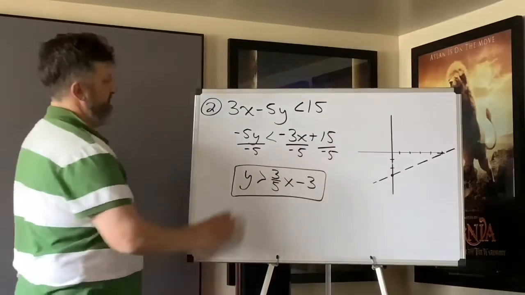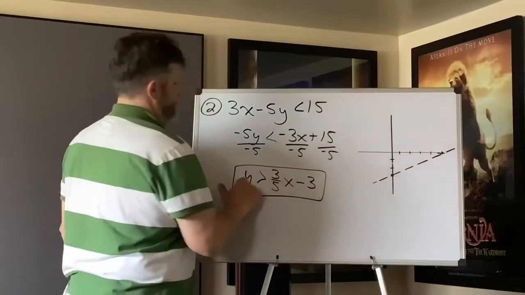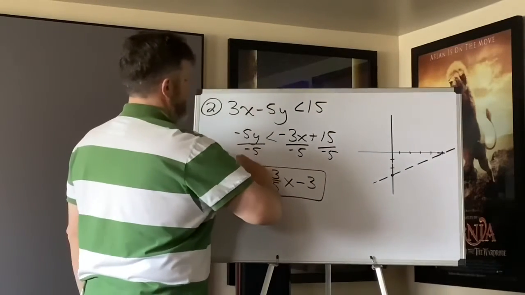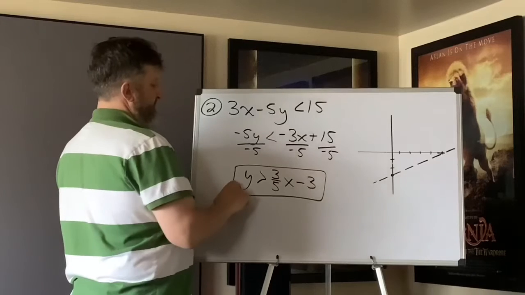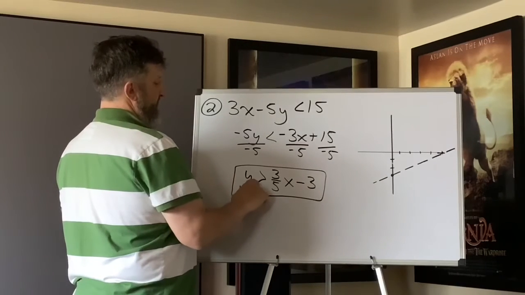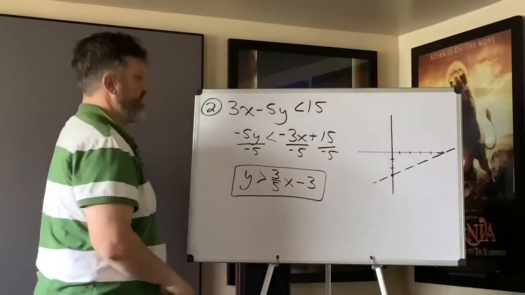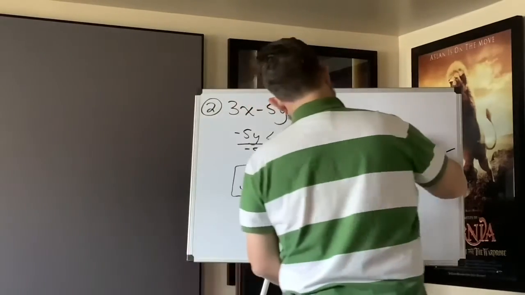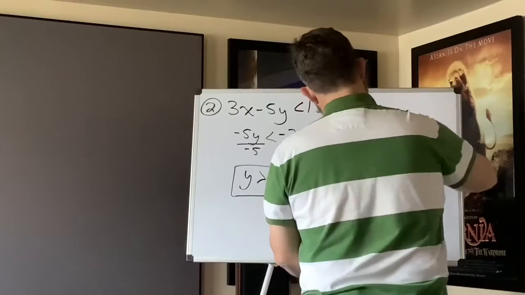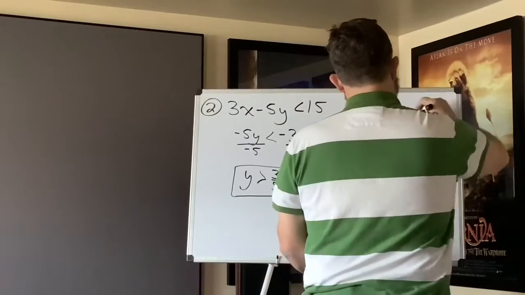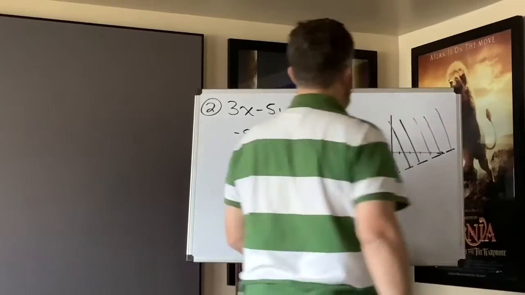Well, it's greater because the alligator is eating the Y, right? The alligator's always going to eat the bigger number. So the way you'd read that is Y is greater than 3/5 x minus 3. So if it's greater, we're shading above. Okay.